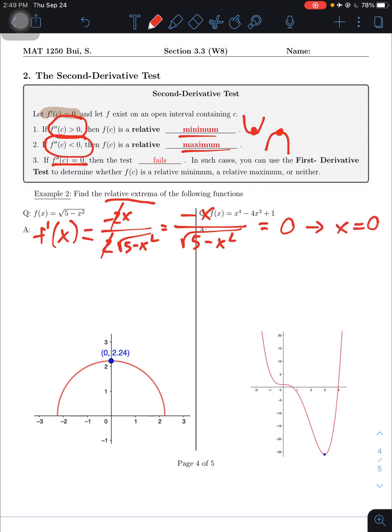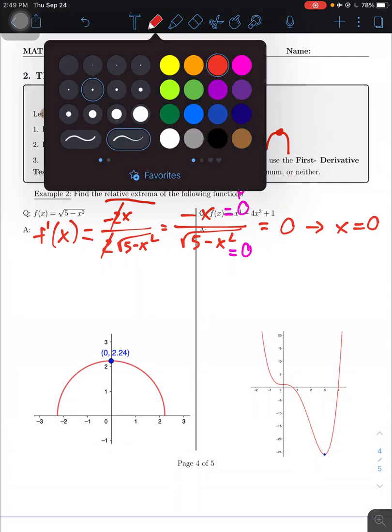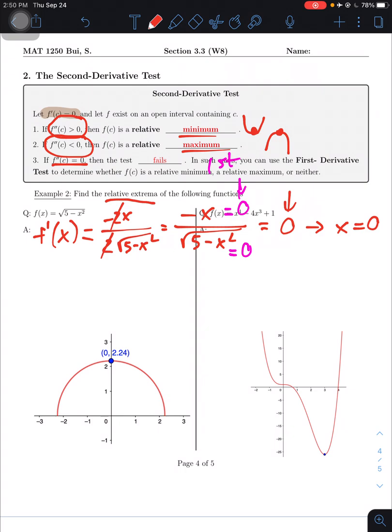So notice that this method is different from the first derivative test in the sense that for the first derivative test, let me put it in pink, we have to set each, the top and the bottom, equal to 0. While for the second derivative test, we only need to set the whole fraction equal to 0, meaning we set only the top equal to 0, and that's all. We don't do anything to the bottom. For the second derivative test, we ignore the bottom. We don't set it equal to 0. Okay? So that's the difference between the two tests.